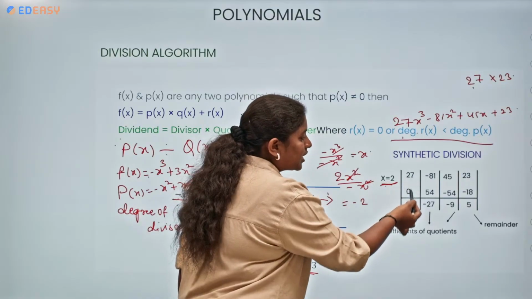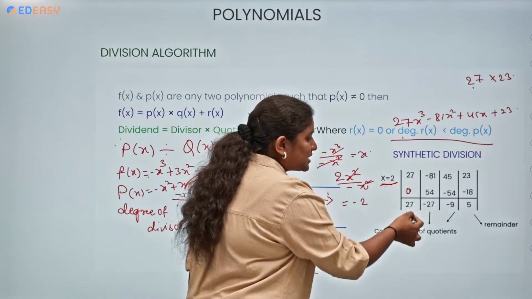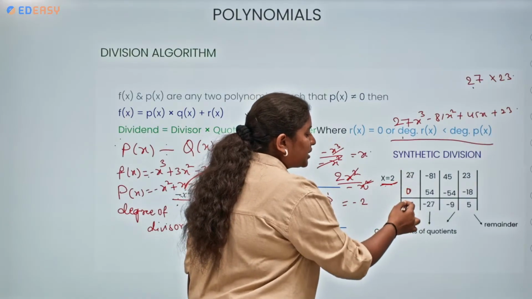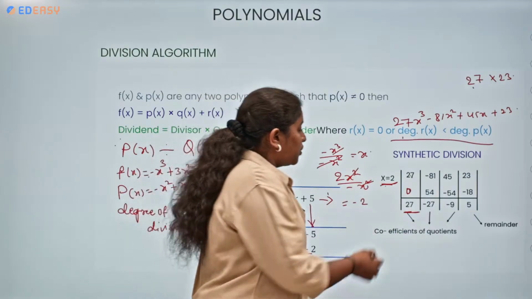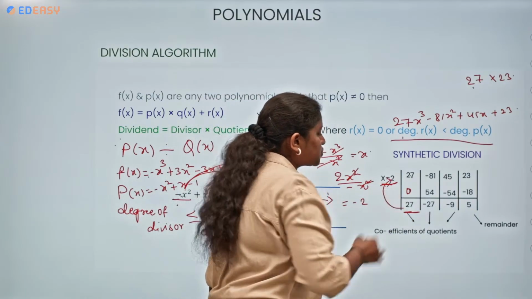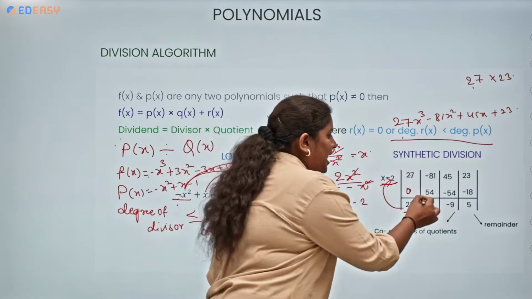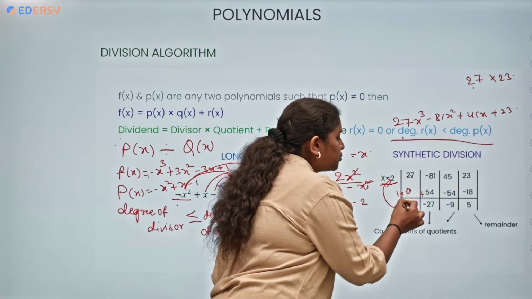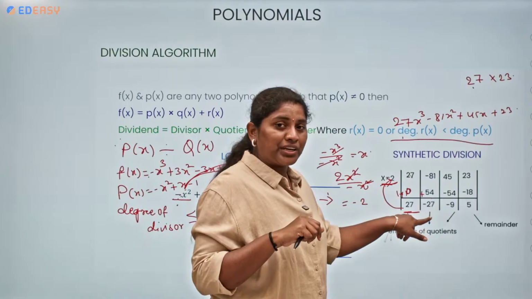Now just take the 27, below the 27 keep the 0. Now just add them. So what we will be getting, 27 plus 0 is 27. Okay. Now multiply 27 with this 2. 27 into 2 will give you 54. Once again add these two values. What you will be getting? So we will be getting here minus 27.